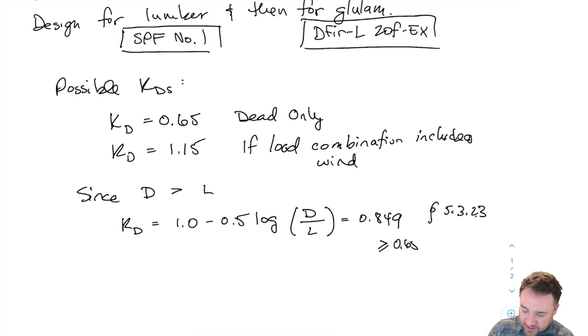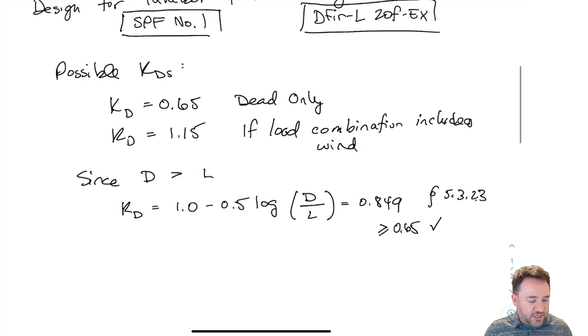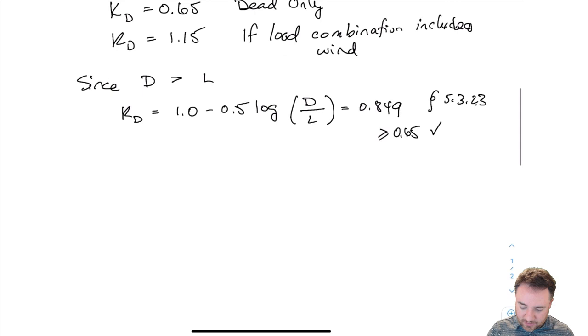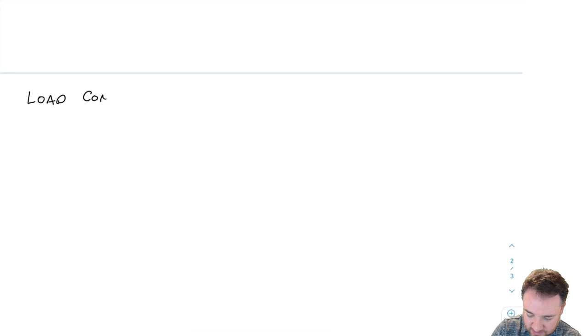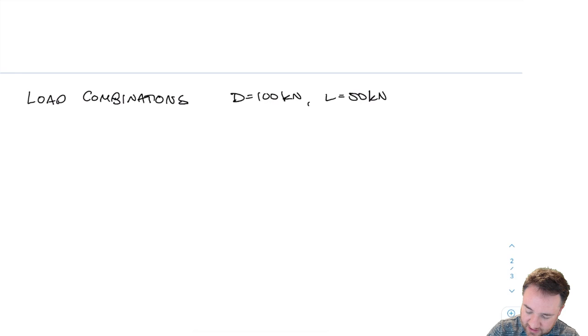Okay, so now we're going to go over each of our load combinations step by step. This is a rather laborious process, so it's going to take some time. I'll do the first couple, and then I'll write the rest out. So here are our load combinations for this question. Recall that D equals 100, L equals 50, and W for wind equals 60 kilonewtons.